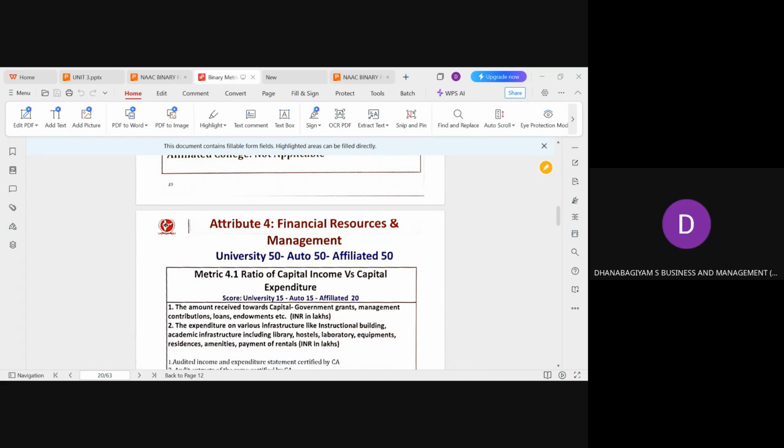Sure, sir. When we have six months to prepare all these documents and data, definitely we are capable enough to score good marks. Because we need to work on the weak areas, where exactly we are lagging behind when compared to the previous reports. That we need to incorporate for this current NAAC.